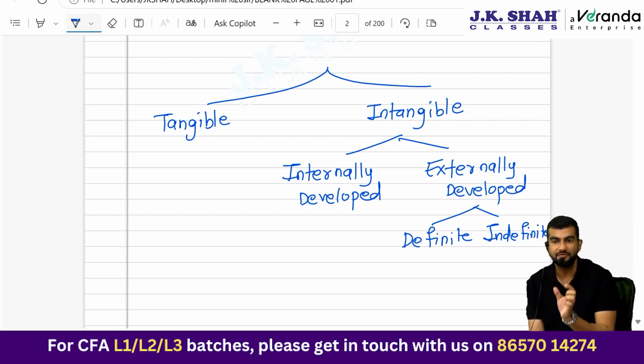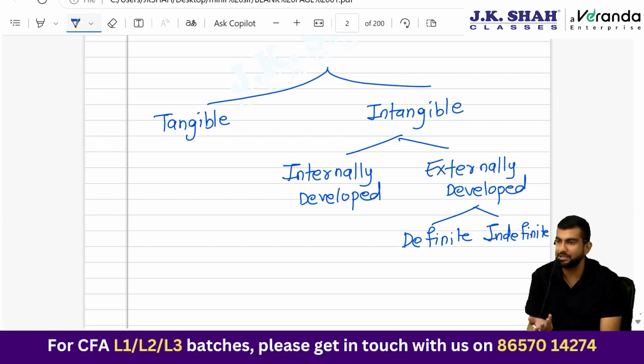And goodwill will always appear on the consolidated balance sheet, never on the standalone balance sheet. Once you see goodwill, you should understand that the company in question may have acquired other companies. It has acquired other companies. That is when goodwill appears on the consolidated balance sheet.